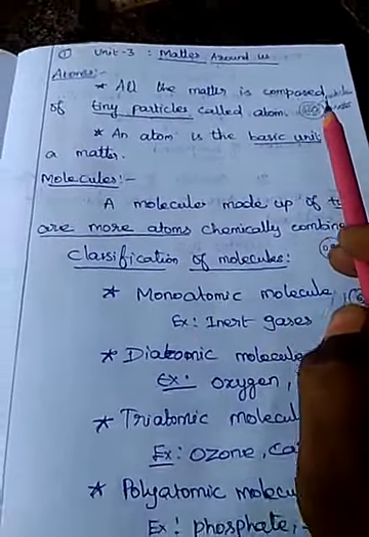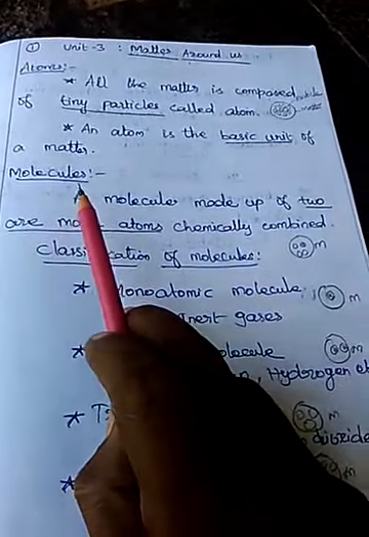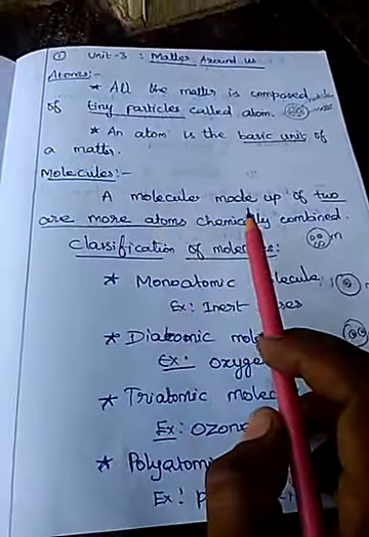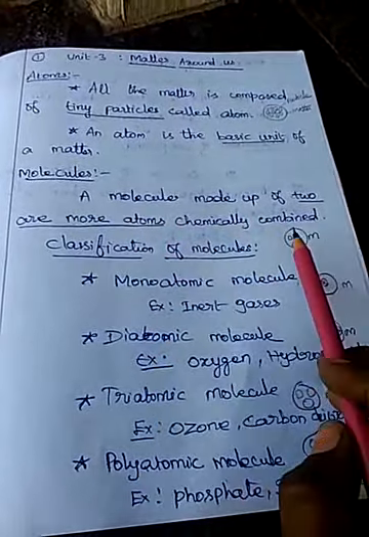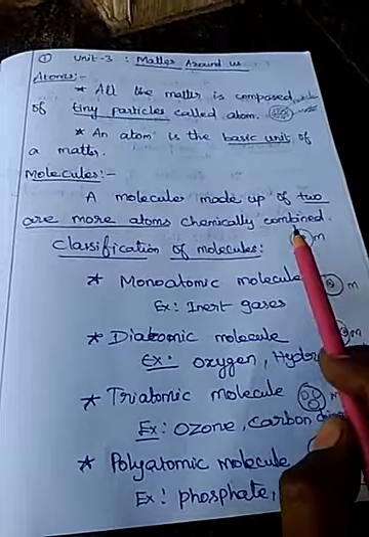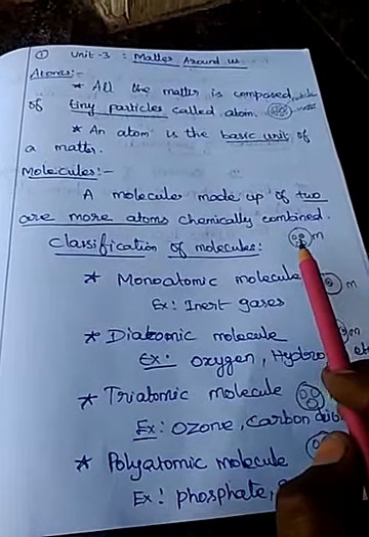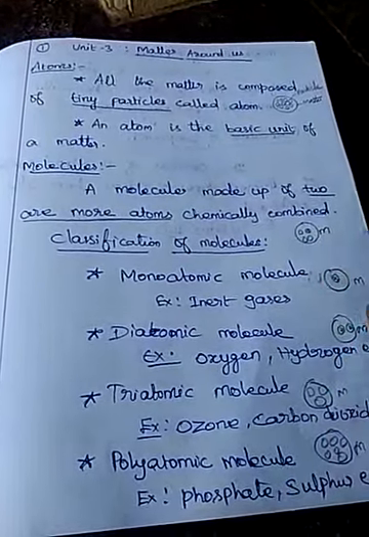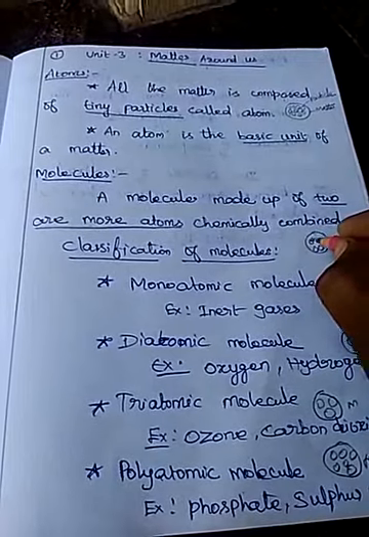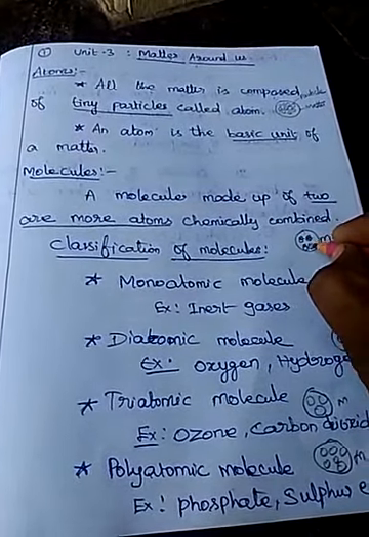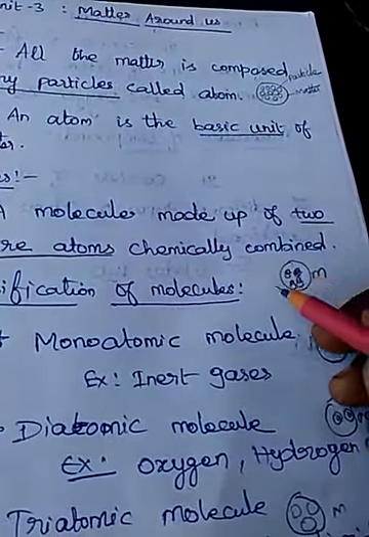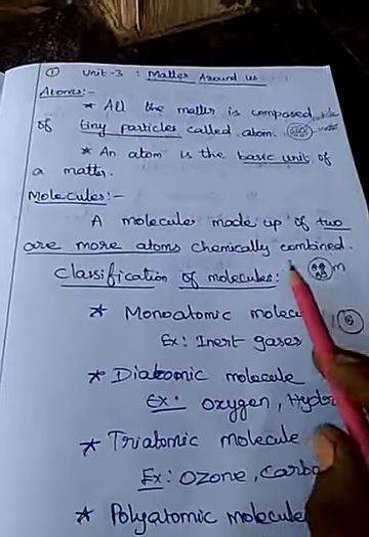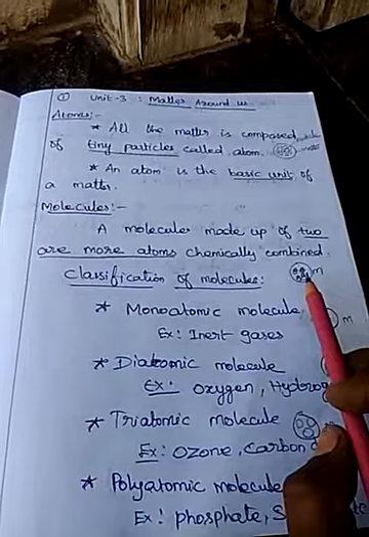Okay, students. Then we see molecules. What is a molecule? A molecule is made up of two or more atoms. Two or more atoms chemically combined.